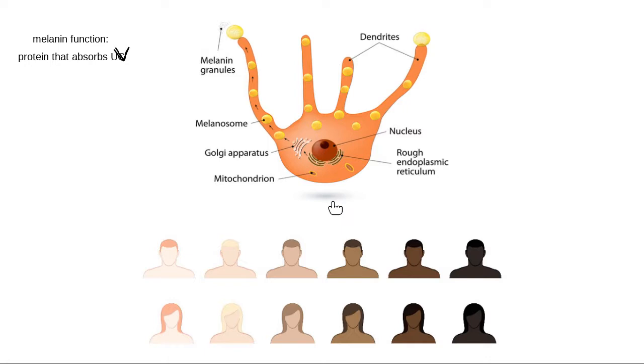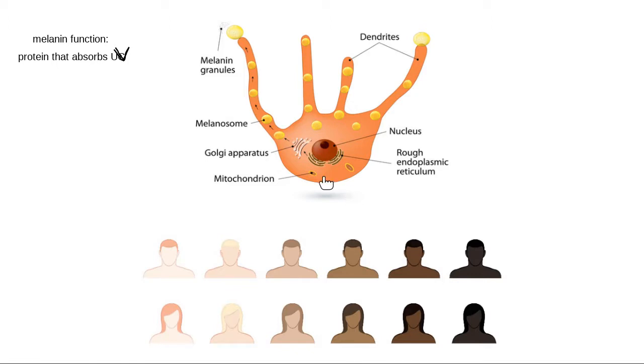Yeah, the more melanin that you have, the darker your skin tone. The less melanin you have, the lighter your skin tone. And for that matter, also the lighter the color of your hair. And we actually even use melanin to dictate your eye color. So melanin is a protein that we see in a lot of different places.